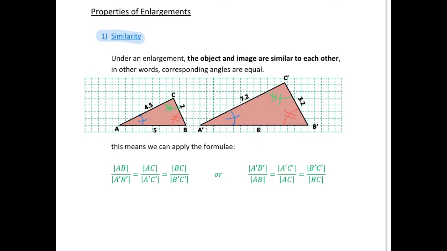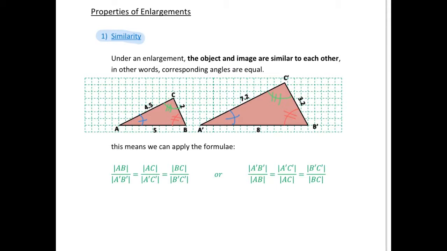That means we can apply the ratio formula that we used earlier in the chapter and say that the length of AB, our object length, divided by the corresponding image length, A prime B prime, is equal to the same ratio for the other two sides. So AC divided by A prime C prime, BC divided by B prime C prime. So those ratios are all the same.